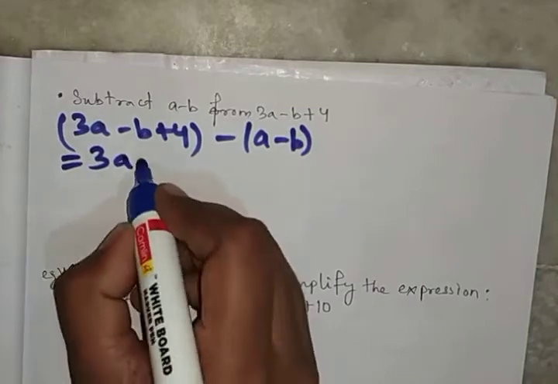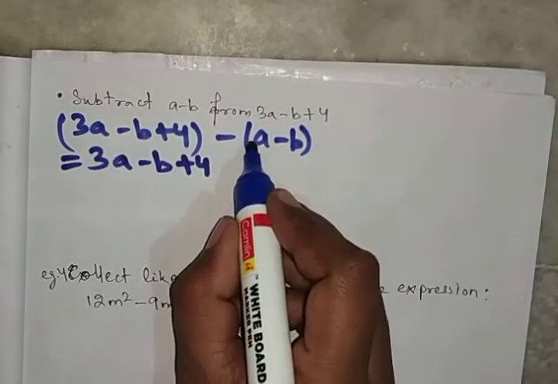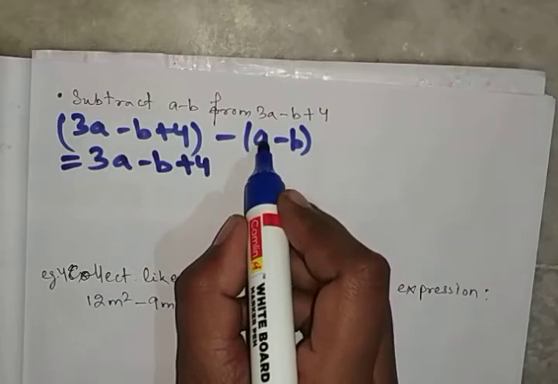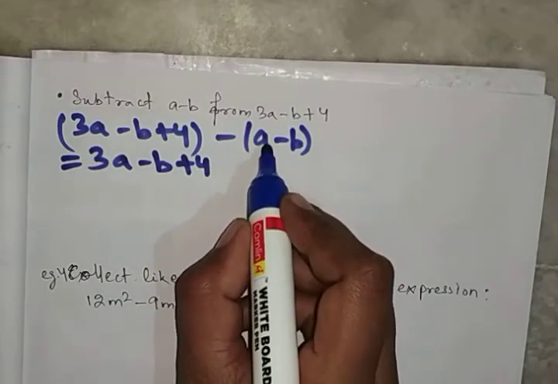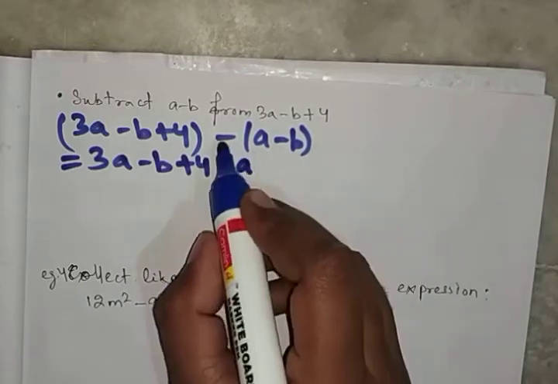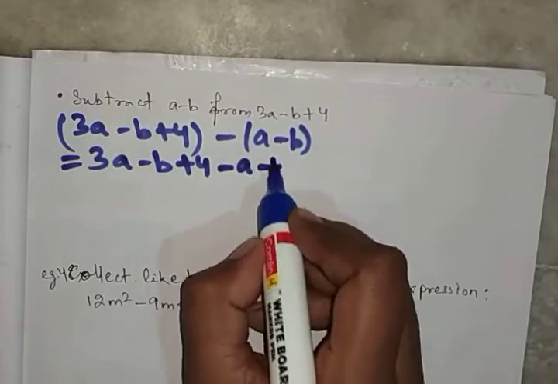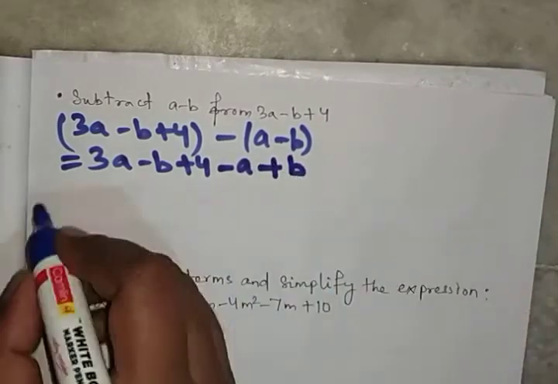We'll open it. 3a minus b plus 4. Here, minus into plus: the outer side has minus and the inner side has plus a. So minus into plus equals minus a. Next, minus into minus: here minus b is there. Minus into minus is plus b. Like that you will do.